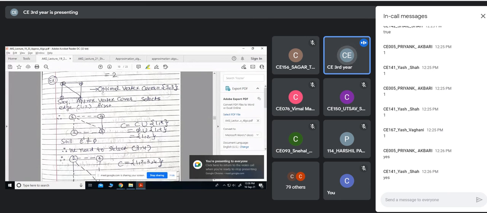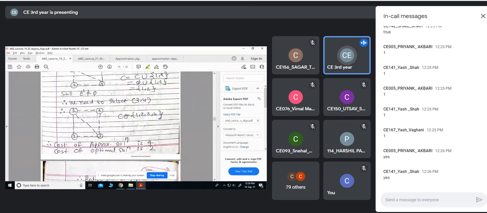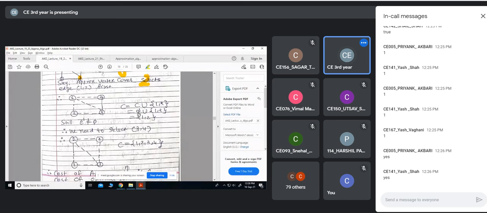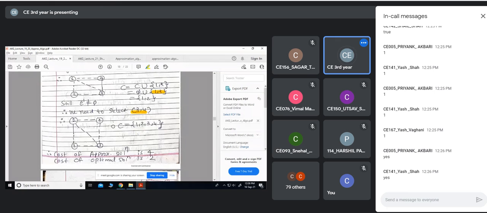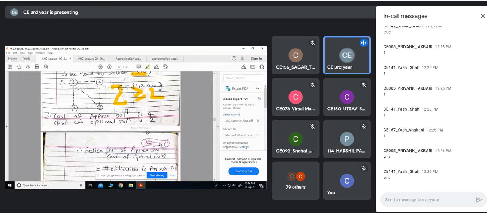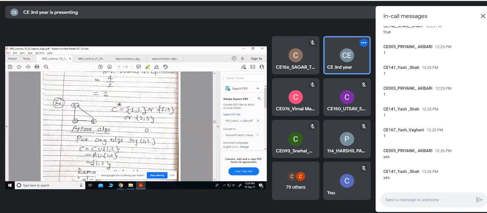Optimal vertex cover has two vertices, 1 and 3. This is C star, so size of C star is 2. And there are 2 edges selected, right? First time 1, 2, second time 3, 4. So 2 edges. So 2 is greater than or equal to 2. That is also correct.